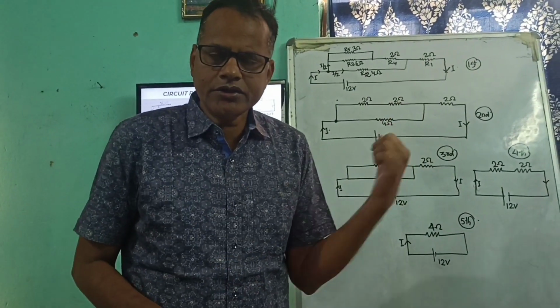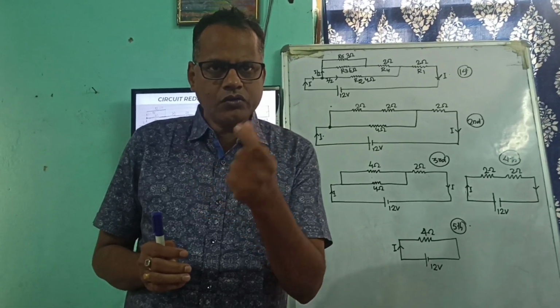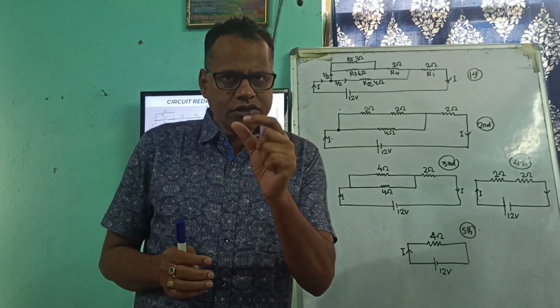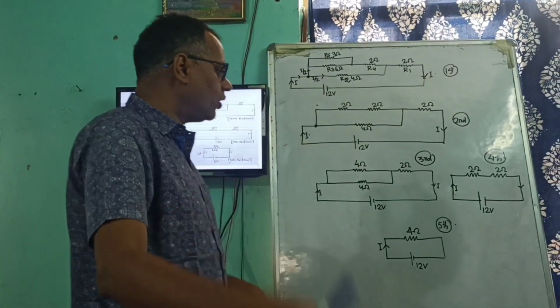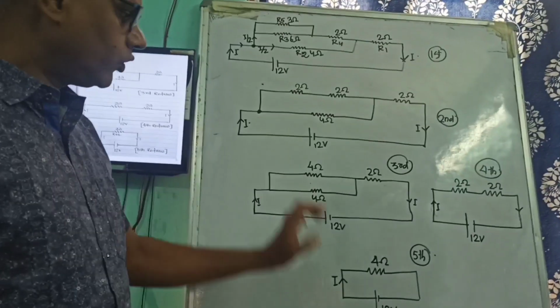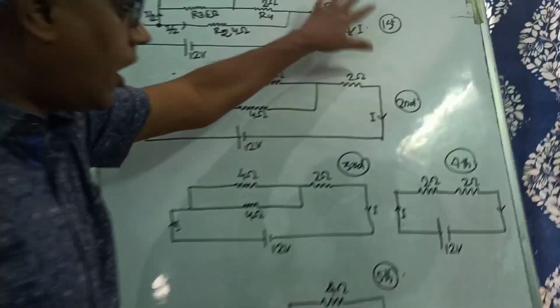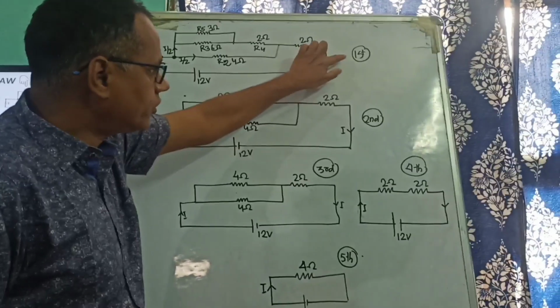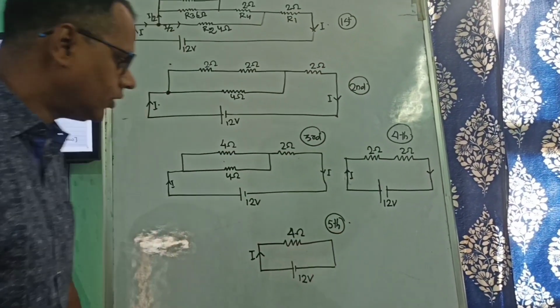But here in this situation, why current I is becoming I by 2 and I by 2, you can easily understand if you go from the back. Now, all of you concentrate here. Now, we have drawn all these 5 redraws. This is the first redraw, second redraw, third redraw, fourth redraw, and fifth redraw.